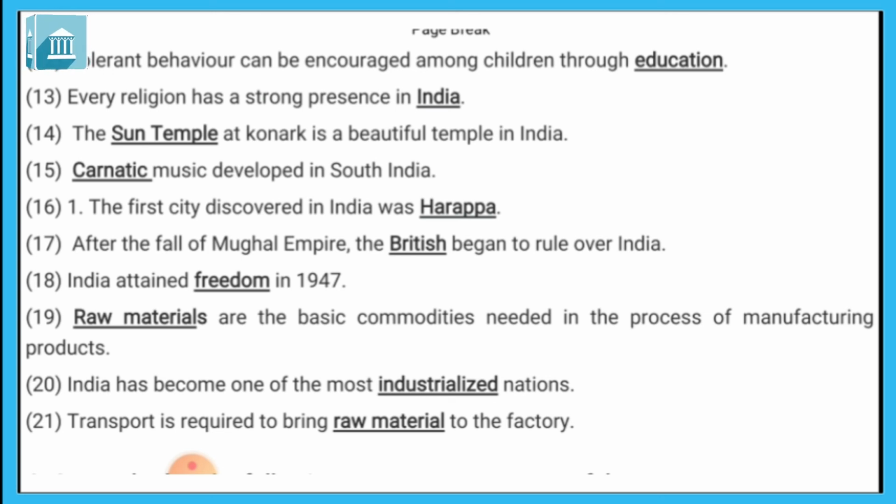21. Transport is required to bring raw material to the factory. Transport is necessary for the factory, because how else can we bring the raw materials to the factory? We need large amounts of raw materials to manufacture the product. So transport is needed to bring the raw material to the factory.